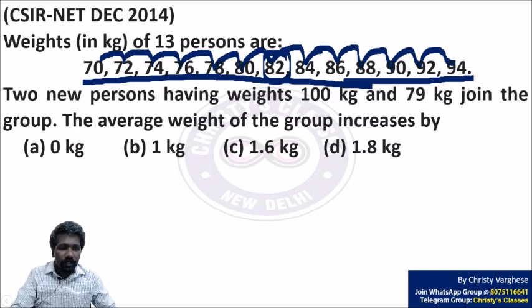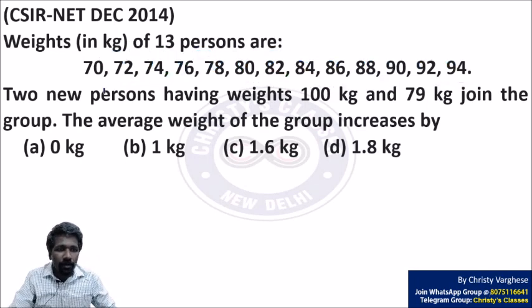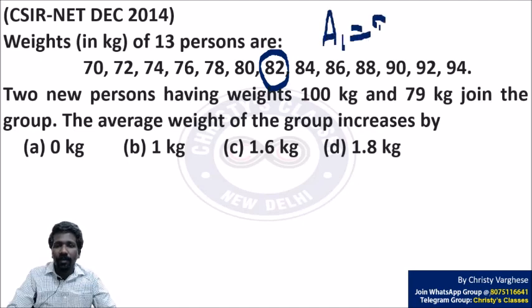Because CSIR knows that calculator is not allowed. So you will be given values so that you can logically reason it and say that middle value, median and mean will be equal because this is following a common difference or arithmetic progression. Only for that case median and mean are equal, remember. So here the mean weight, A1, will be 82. Without any calculation you can find that.